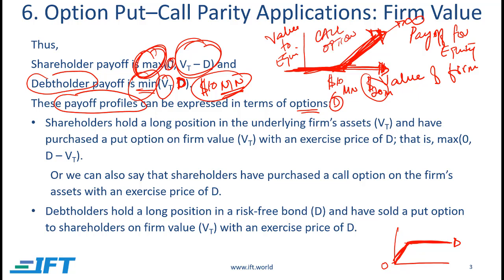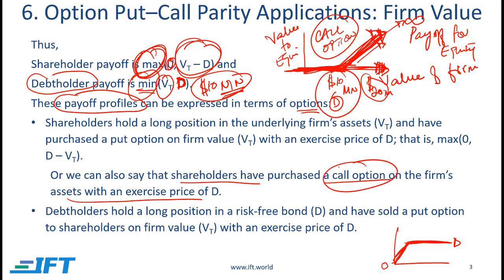That there's a payoff of up to infinity and there is no loss possibility. So we can say the shareholders have purchased a call option on the firm's assets with an exercise price of D, and this is D, so that if the firm value goes above D, then there is an unlimited payoff, and below that their profit or loss is zero. This is one way of looking at it.